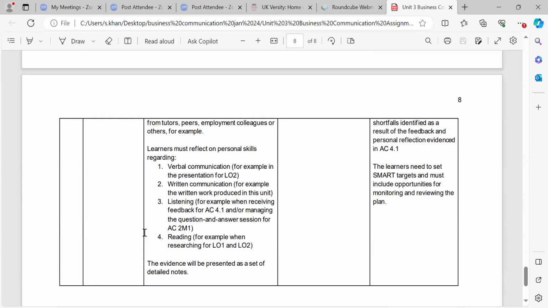Learners must reflect on personal skills regarding verbal communication, for example, in the presentation for learning outcome 2; written communication, for example, the written work produced in this unit; listening communication, for example, when receiving feedback for AC 4.1 or managing the question and answer session for AC 2M1; and also reading skills, where they'll look at, for example, researching on learning outcome 1 and learning outcome 2. The evidence should be presented as a set of detailed notes.